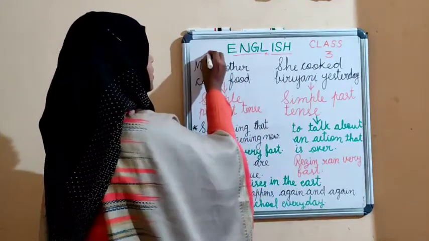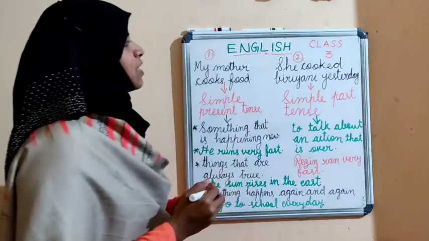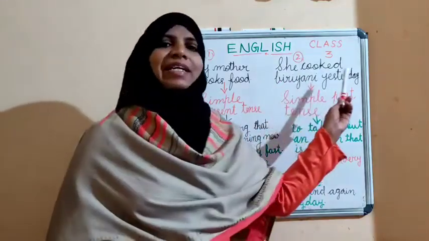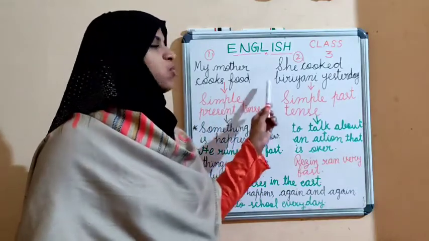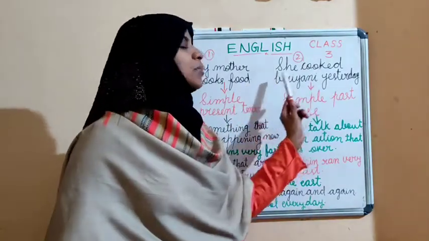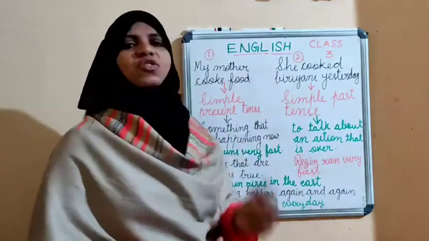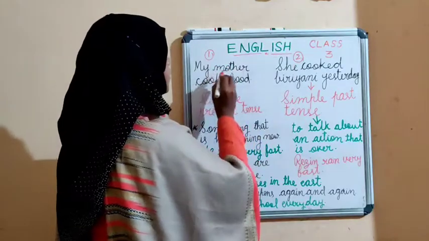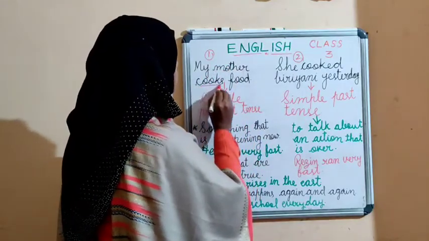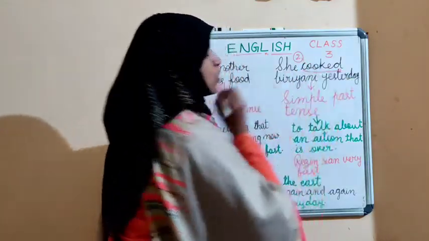This is the first one. And this is the second sentence. She cooked biryani yesterday. My mother cooks food. She cooked biryani yesterday. What are the differences between these two sentences? In the first sentence, here it is cooks and here it is cooked.